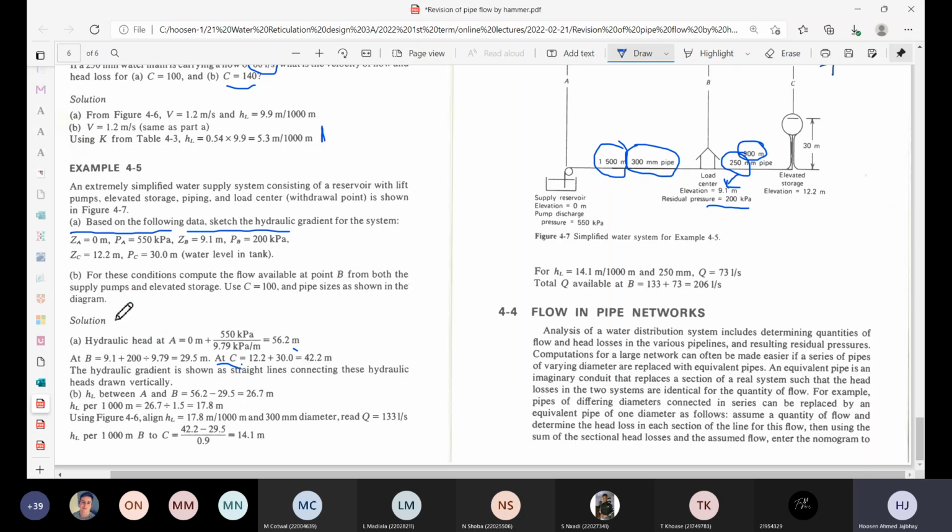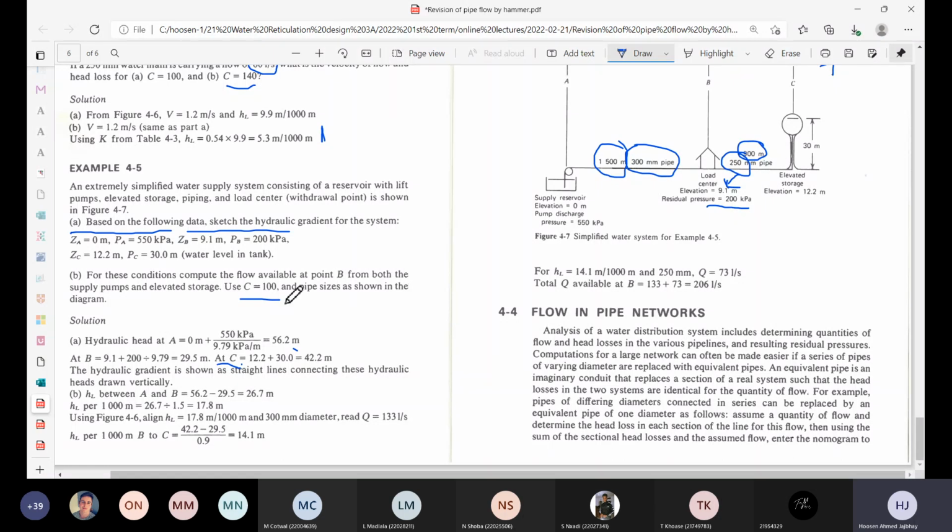Then the second part of it now, for these conditions, so that was the pump with a pressure of 550, and it means that the elevated storage tower, we're assuming it's full right to the top. You can see at that level, we're not working with the bottom water level of that elevated tower. We're working with the top water level, 30 meters. So for these conditions, compute the flow available at point B from both supply, pump, and elevated storage, and use a C value of 100, and the pipe sizes are as shown in the diagram: 250 millimeter in BC and 300 millimeter diameter in BA.